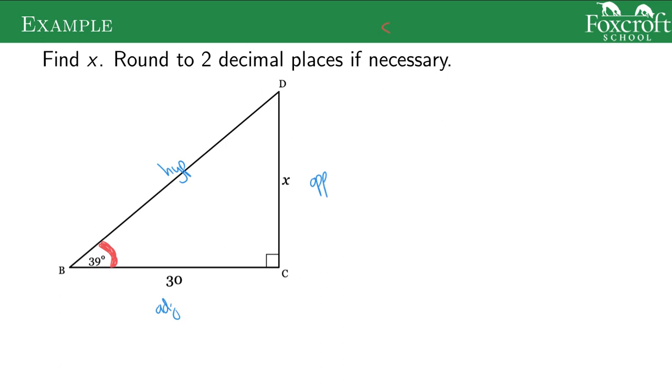opposite side. So if I look at SOHCAHTOA, which one uses the O and the A? It's the last one, tangent. So it tells me for this problem I'm going to use tangent of my angle, 39, is TOA, so opposite over adjacent.